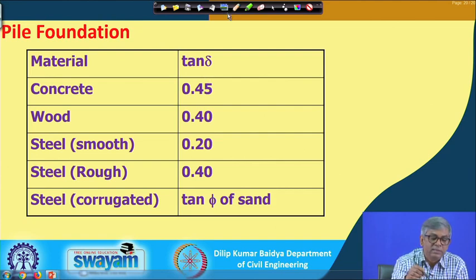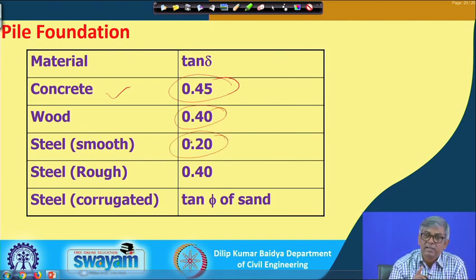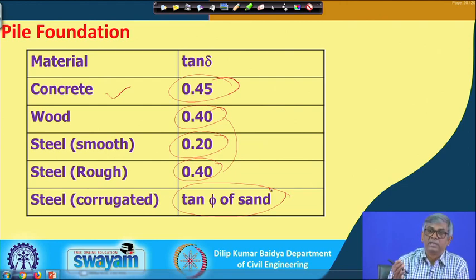So, you can see here, for concrete, generally we take a value of tan delta equal to 0.45. If it is wood, slightly less, 0.4. If it is steel, then it will be still less, 0.2. If it is rough steel, then it is again the same as concrete, 0.4. And for corrugated steel, it will be equal to tan phi of sand. Whatever phi value is there in the sand, tan phi will be equal to tan delta when a corrugated steel pile is used.